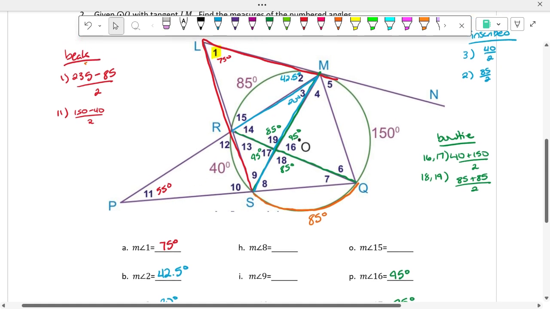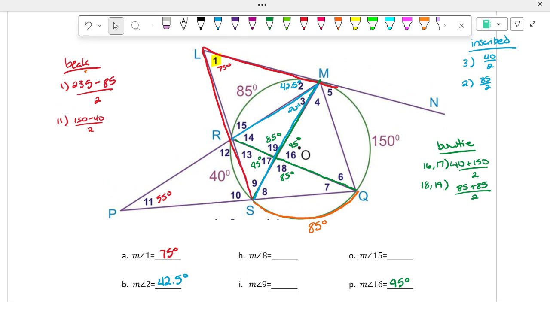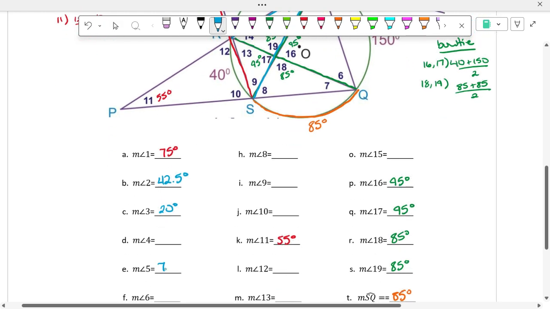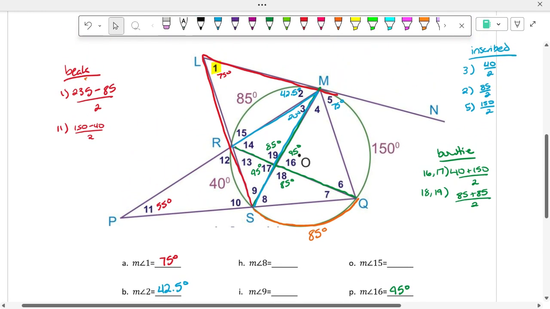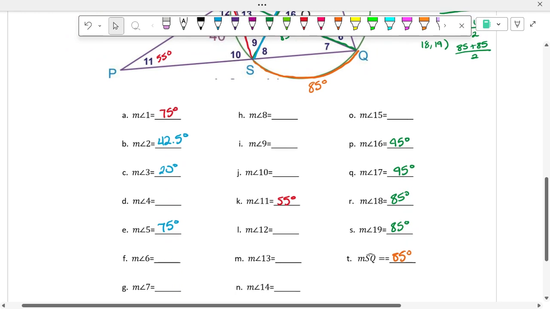Another inscribed, someone who hasn't talked yet. Yes, 5 is inscribed because, again, it's tangent. What is the intercepting arc? 150. So 150 divided by 2 is 75. Another inscribed, someone else. 6, I'll take 6. What's its intercepting arc? 85, so it's the exact same thing as 2. So it'd be 42.5. What's great about these is you'll start to see a lot repeating.